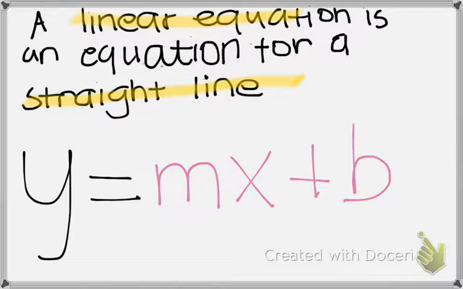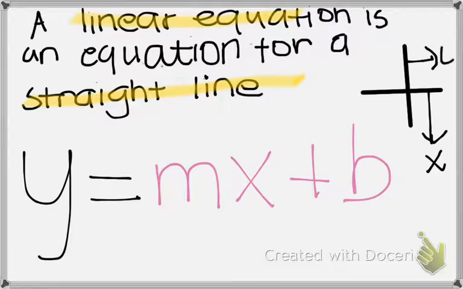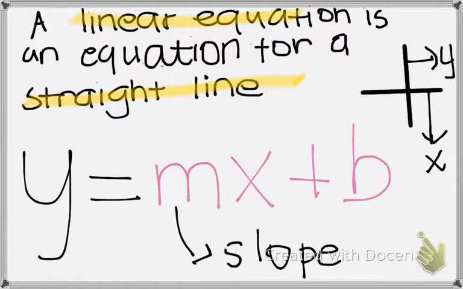So y is just the y value on the coordinate plane. If we have our coordinate plane over here, this is the x and this is the y. This is where the x values lie and this is where the y values lie. So y is just that and m is your slope. Slope is just change in y, that is delta y, over change in x. That means the change in y values over the change in x values.